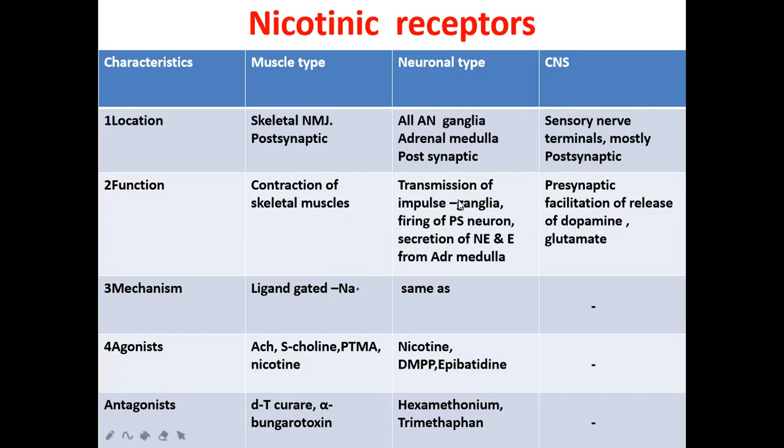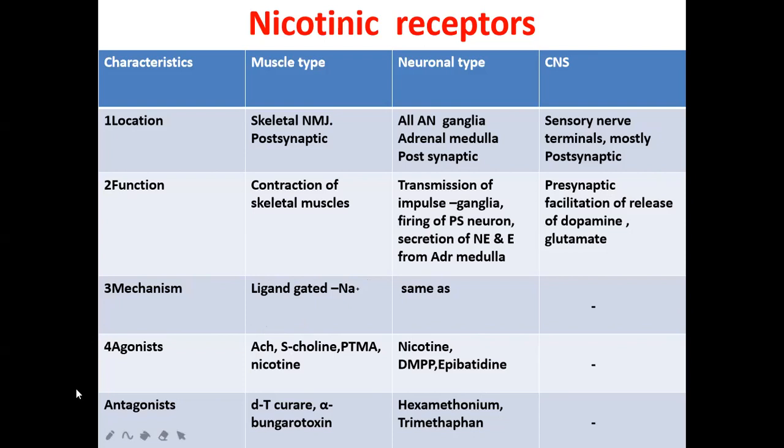And NN type, they cause transmission of impulse, especially through the ganglion, firing the postsynaptic neuron, and secretion of norepinephrine and epinephrine from the adrenal medulla. And when you talk about the CNS, their function especially is presynaptic facilitation of the release of dopamine and glutamate in the CNS. When you look into the mechanism of action of the NM type, they are ligand-gated sodium channels, and the mechanism is unclear.